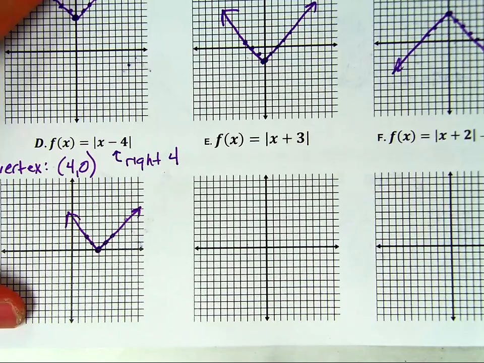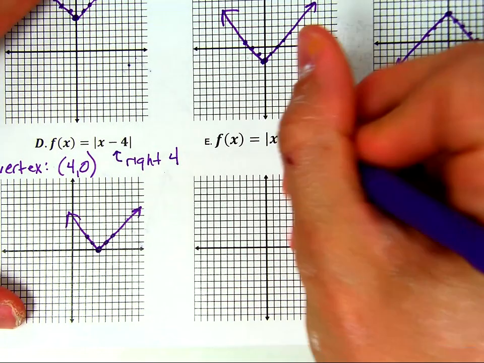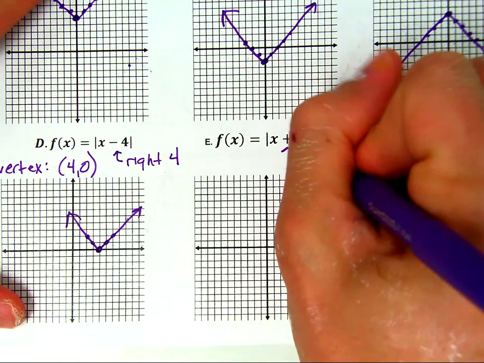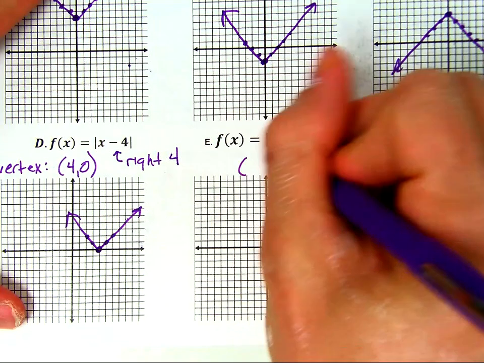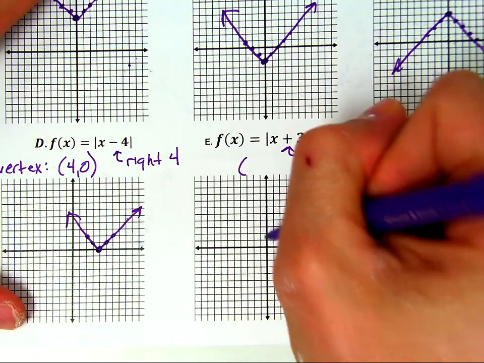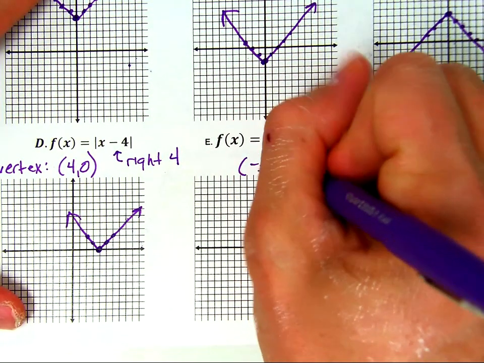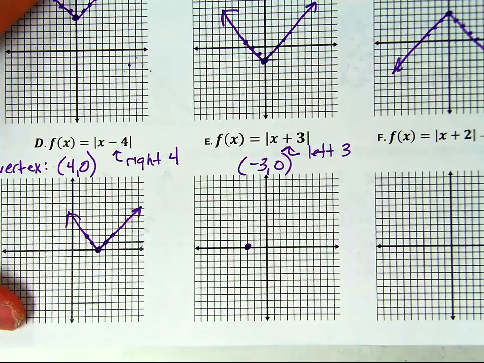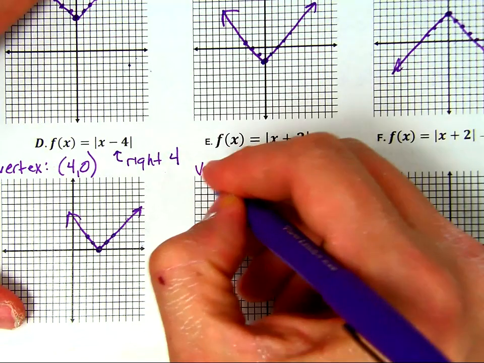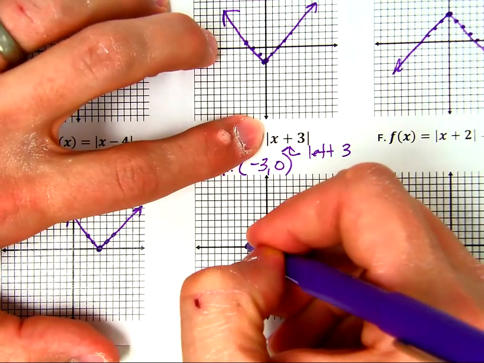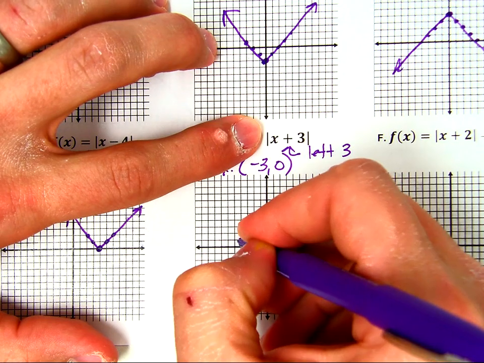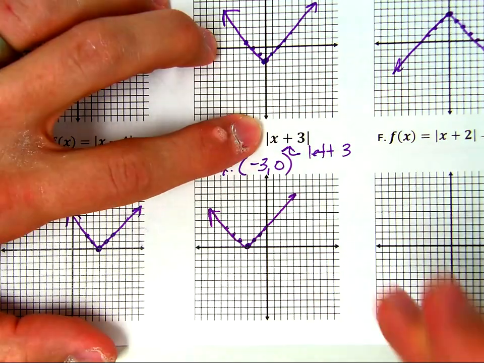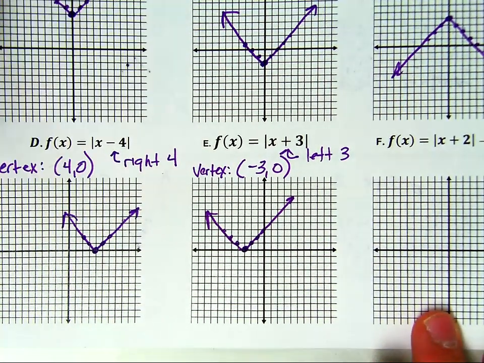For E, this x plus 3 is going to shift the graph left 3. So my vertex, going left from (0, 0), is at negative 3, 0. We didn't shift it up or down, so it didn't affect the y value. Our slope is 1, so we go up 1 over 1. There's your graph.